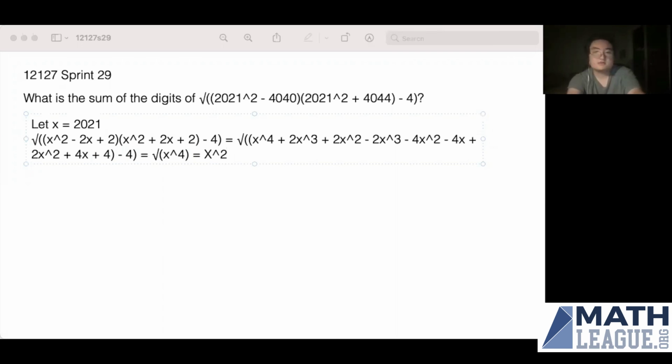Okay, so thankfully a lot of terms canceled out, and now we just get x squared. That's 2021 squared. Oh, whoops, I hit caps lock. Okay, x squared is just 2021 squared, right? And again, we calculate that to be the same thing as before, and then you get the digit sum of 25, and we're done.